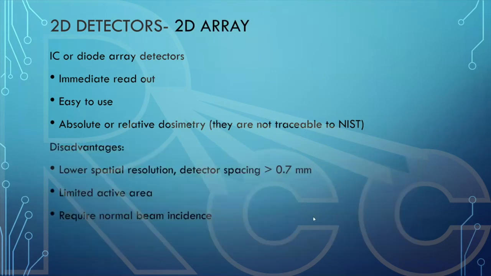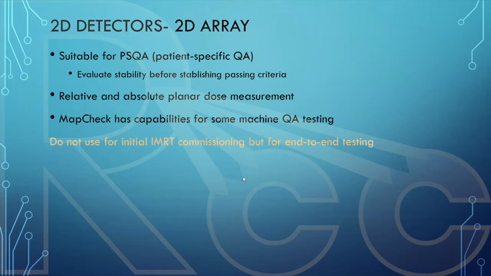So the disadvantage of using an array of detectors is that they have a lower spatial resolution. The detector spacing is usually around 0.7 millimeters. They have a limited active area, and they require that the beam is normally incident on the array. They are ideal for patient-specific QA. However, you need to evaluate the stability before establishing your passing criteria.